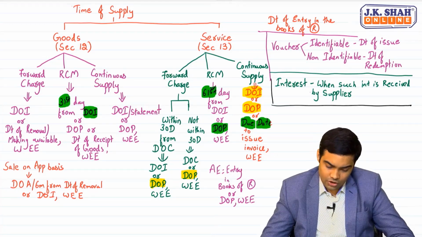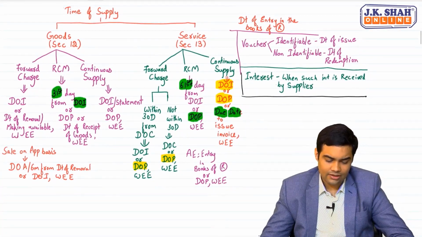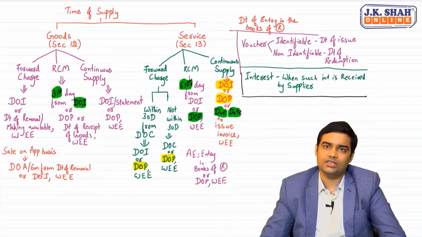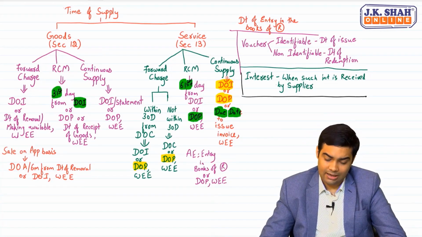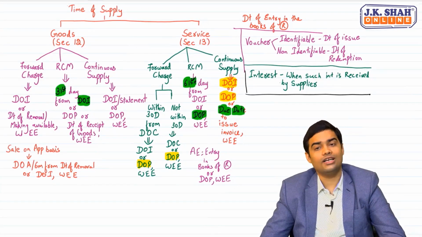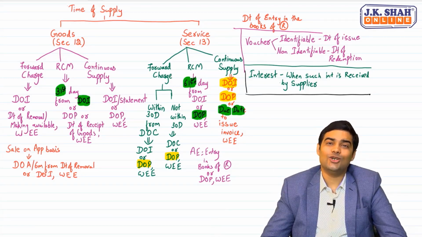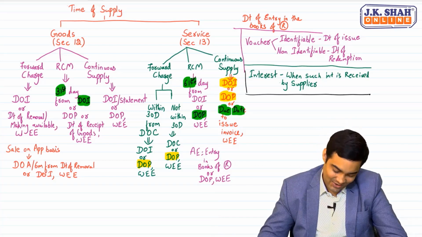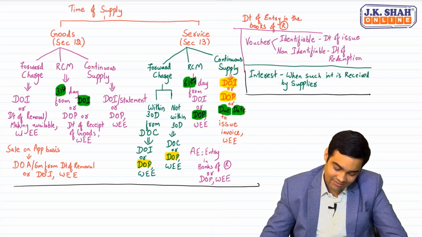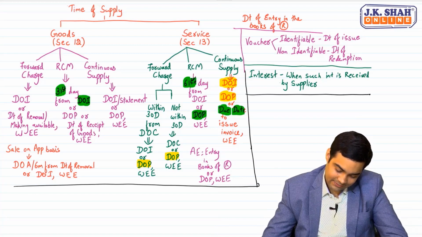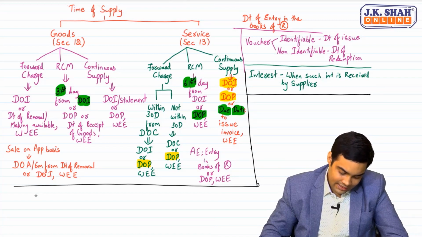The last instance in this is any other case. Say suppose you are not able to determine time of supply from any of these provisions. Then how do you determine time of supply? Because if you don't determine time of supply, no GST will apply. If the law does not tell me when to pay the tax, how can I be obligated to pay tax? Now, for that, the government has given any other case. If you cannot determine time of supply from any of these cases, then this can be used.